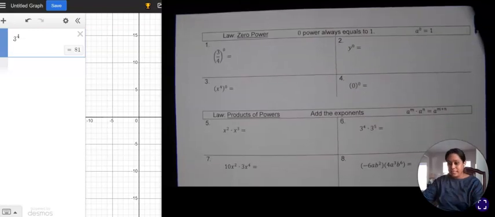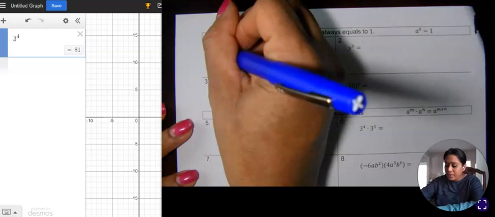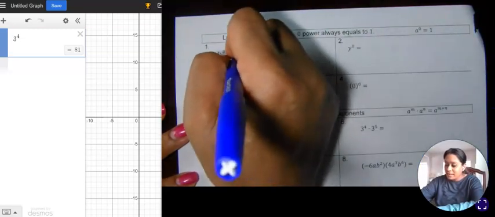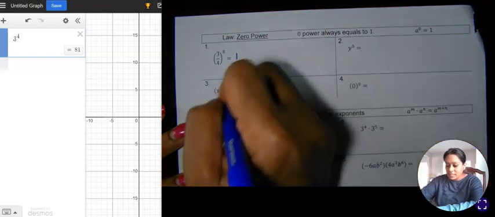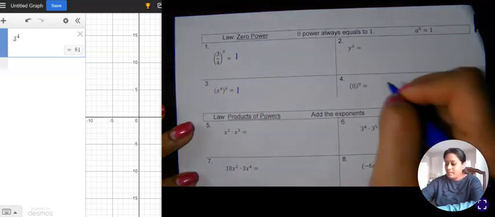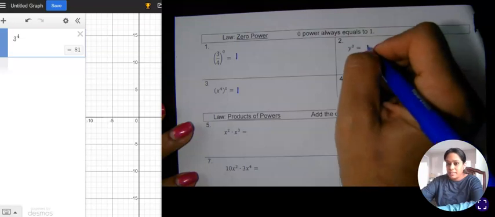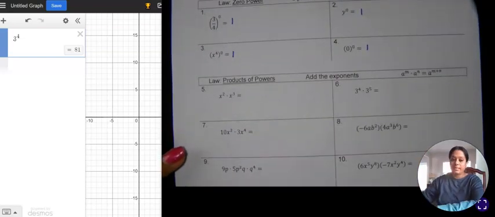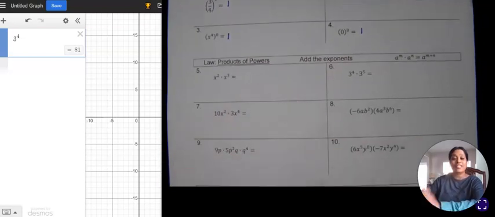Well, here's a bunch of examples. I kind of have to go through all of them, and you can see if you have any questions. So you have here 3 to the 4th, the whole thing raised to the 0th power, so that's equal to 1. This is raised to the 0th power, anything, I'm telling you guys, anything raised to the 0th power is equal to 1. Okay.